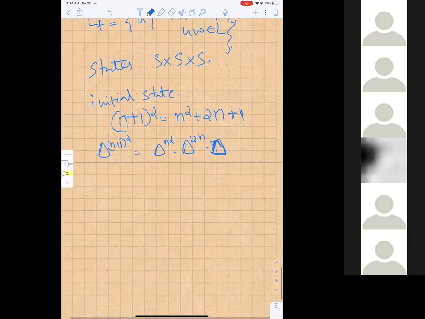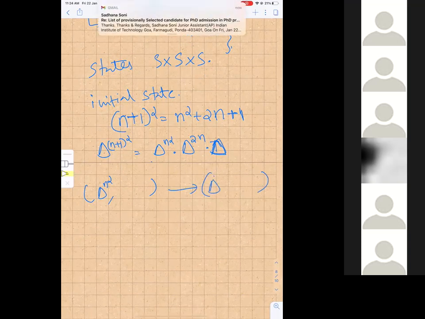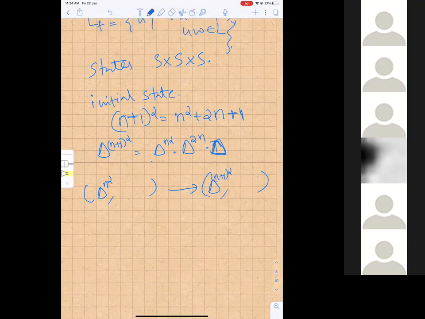So basically, if I want to compute delta power (n plus 1) square, imagine I am in a state where I have already computed delta n square. When I go to the next state, I have to compute delta (n plus 1) square, and for this I need delta 2n. I just need these two elements, and then I can compute delta power 2n plus 2. Therefore, my states will be S cross S cross S.